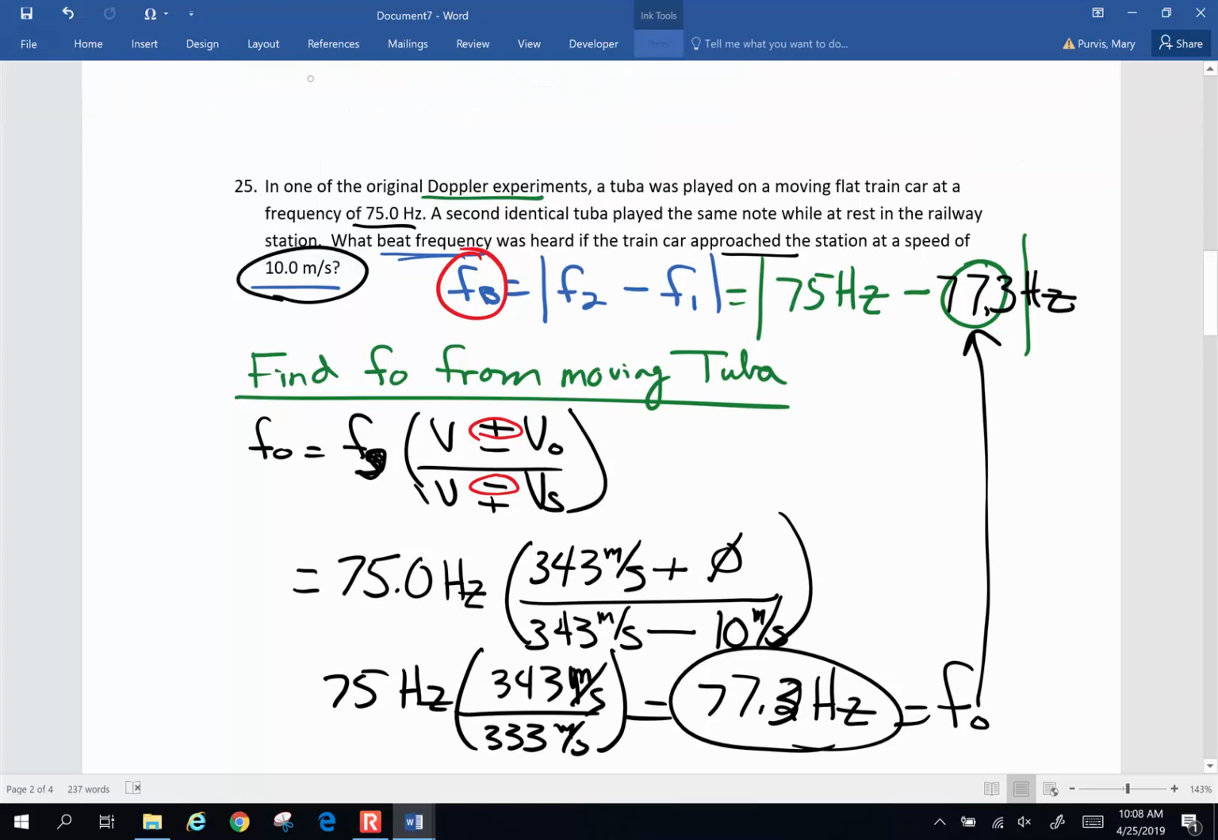So my beat frequency is going to be 77.3 minus 75, and we're going to take absolute value, so my beat frequency is 2.25 hertz. So that should give me that. I'm just going to double check I didn't do something silly. No, that's what I got when I did it before, so life is good.